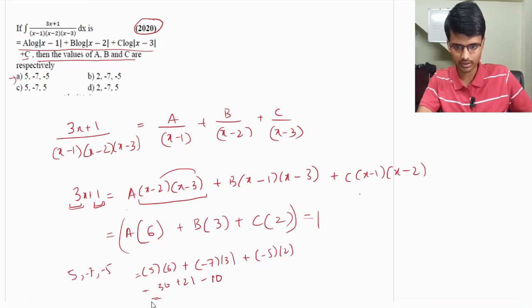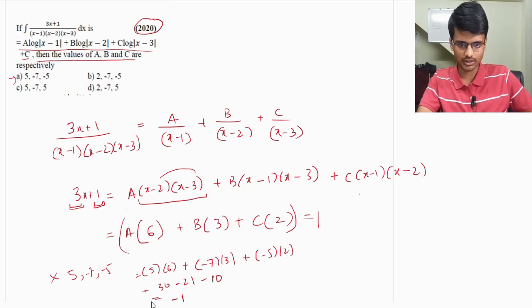Sorry, 7 3s are 21, no, right? Okay, so what do I get? 30 minus 21 minus 10 gives minus 1. Okay, I'm getting minus 1. But it should be equal to 1, right? So this is not our correct answer.